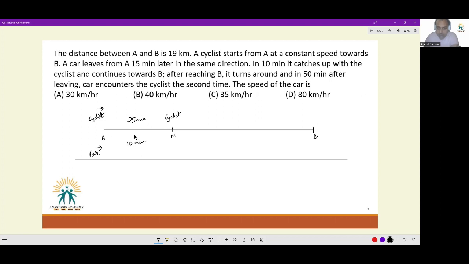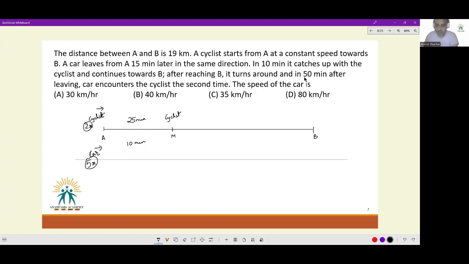For the same distance, the ratio of time taken is 5:2, which is to say the ratio of their speeds is inverse. Speed of the cyclist is 2x and speed of the car is 5x. Basically, the ratio of speed of cycle and car is 2:5. Okay. In 10 minutes, it catches up with the cyclist and continues towards B.